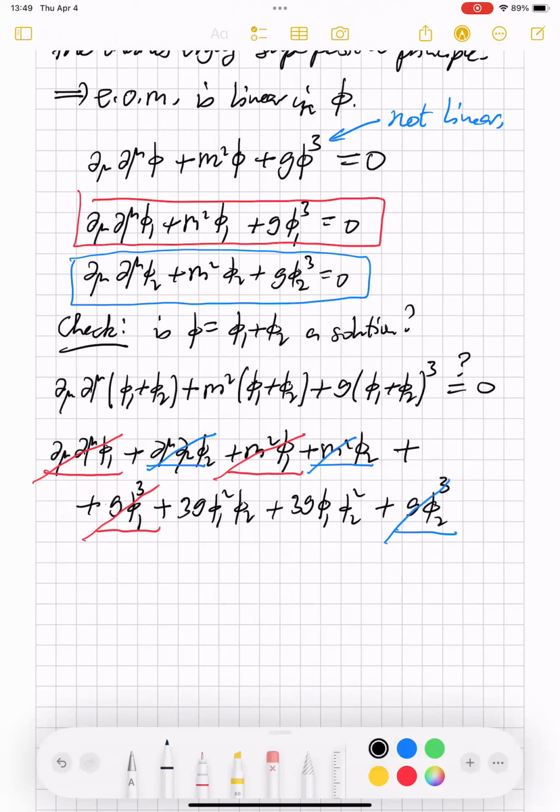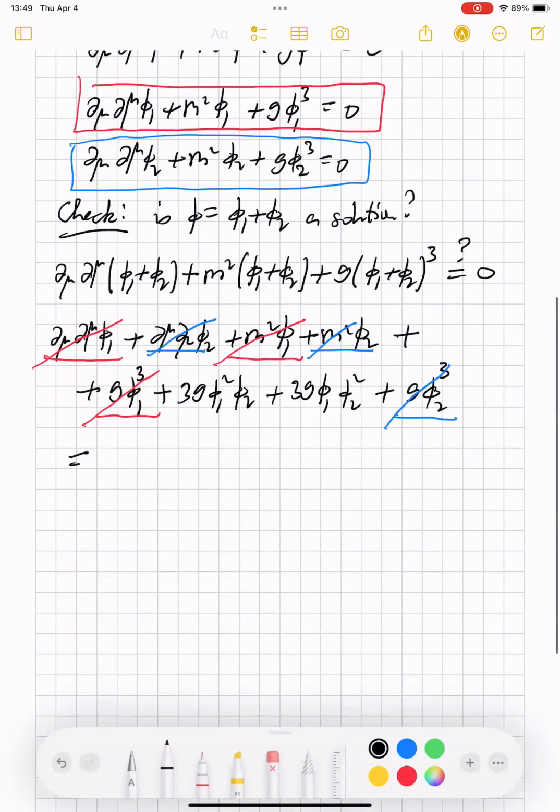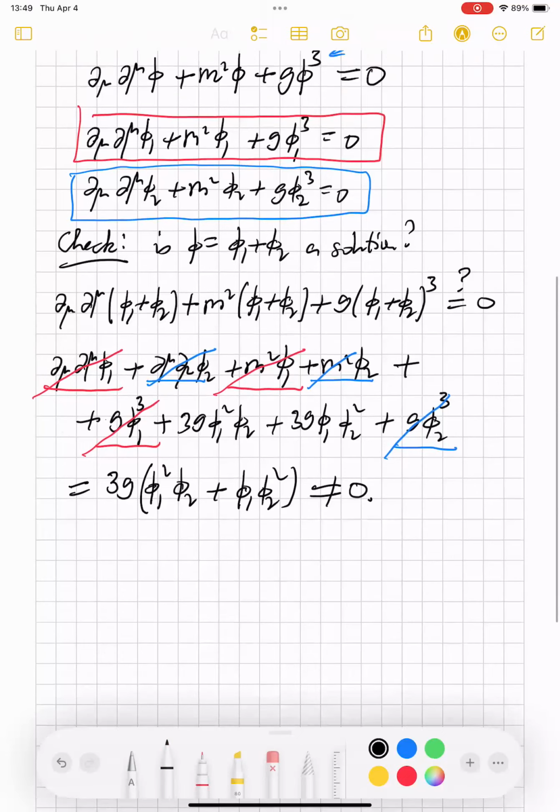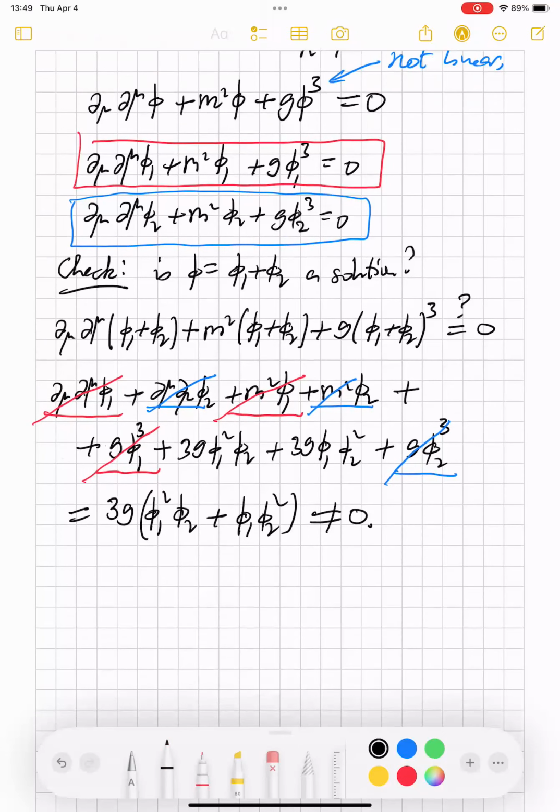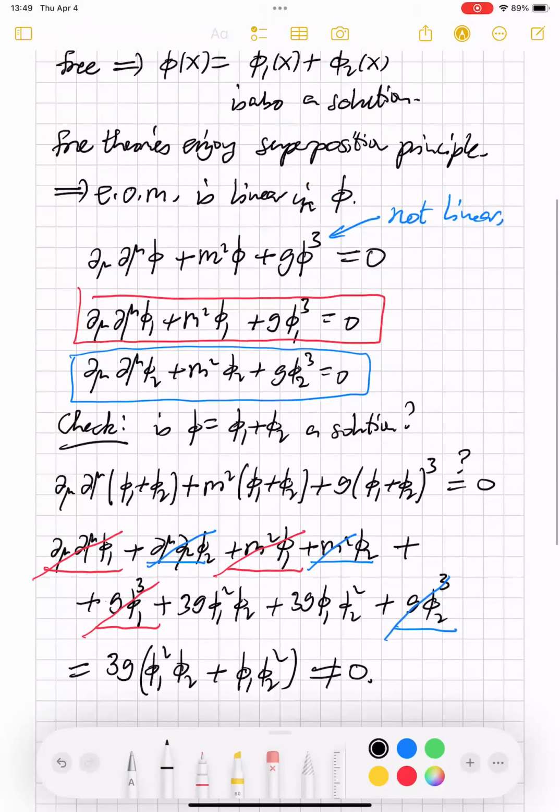So what I end up getting is 3g times phi 1 squared phi 2 plus phi 1 phi 2 squared. And this is not 0 because phi 1 and phi 2 are not 0. So phi 1 plus phi 2 is not a solution. And what spoiled it is the term with the g, which means the term which is not linear. If I didn't have that term with the g there, phi 1 plus phi 2 would have been a solution.